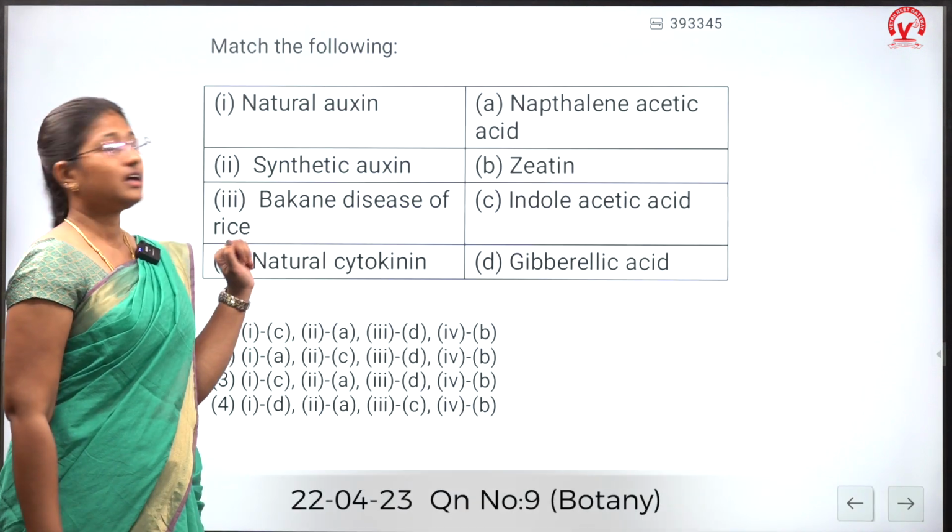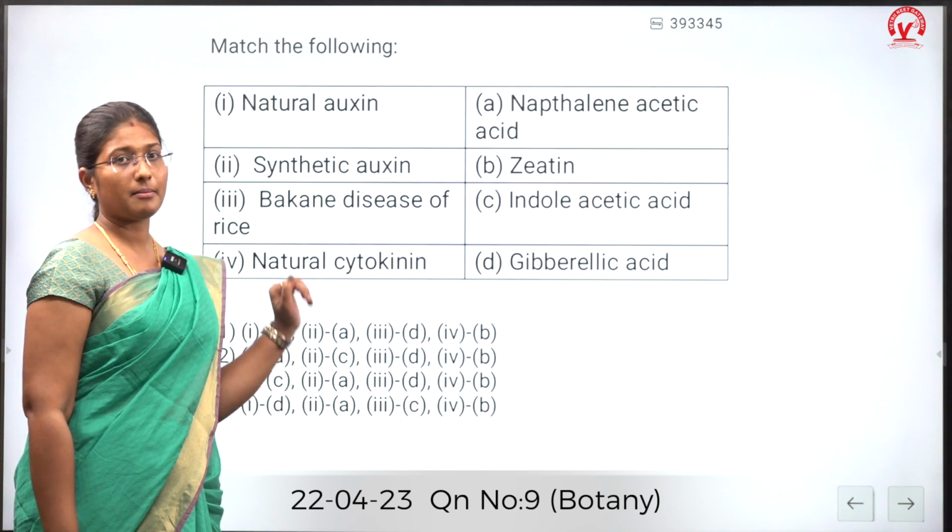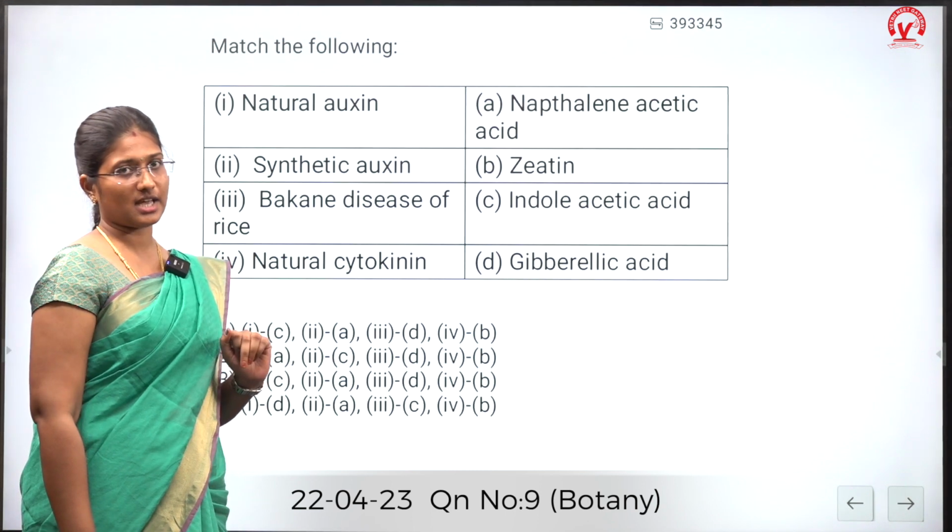Match the following: natural auxin, synthetic auxin, Bakanae disease of rice and natural cytokinin.